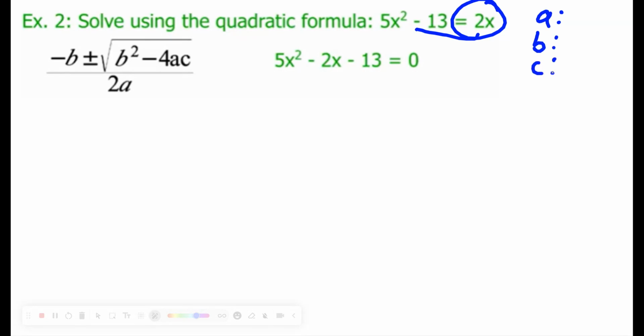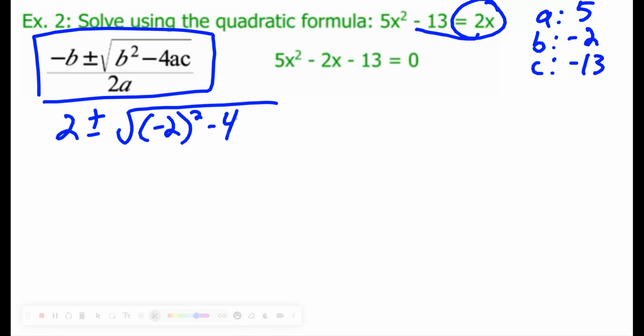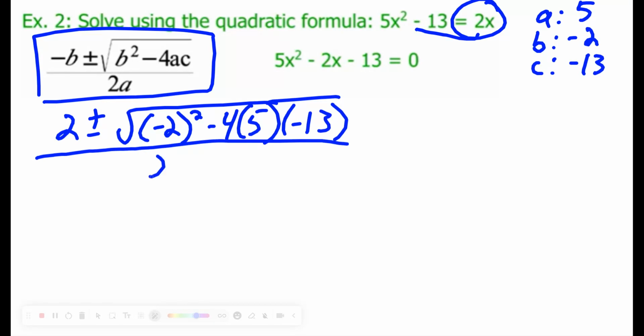A, B, C: A is 5, B is negative 2, and C is negative 13. Using my quadratic formula here, I'm going to start filling this in. Negative negative 2 is 2, plus or minus the square root of negative 2 squared minus 4 times 5 times negative 13, all over 2a, 2 times 5. All right, so let's start simplifying.